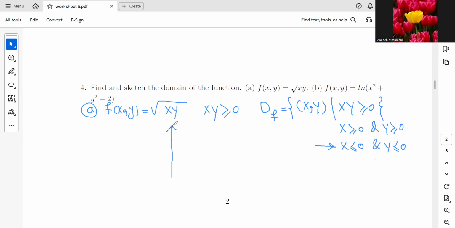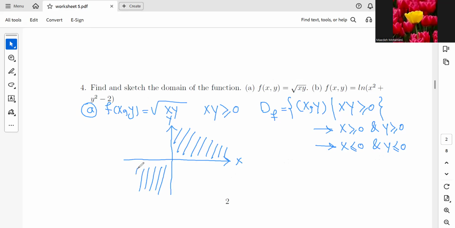And how can we draw that? Notice that we are drawing the domain. We're sketching the domain, not the function. So we're going to highlight these two. All x values and y values that are positive would be here, including the positive part of the x-axis and y-axis. Also, both of them negative, including the negative part of the x and y-axis.